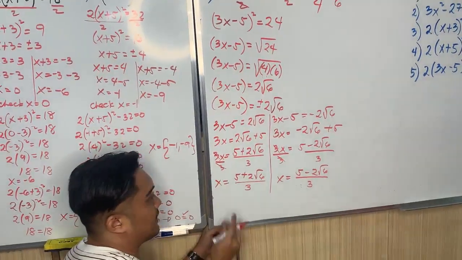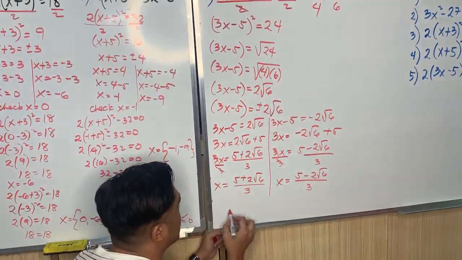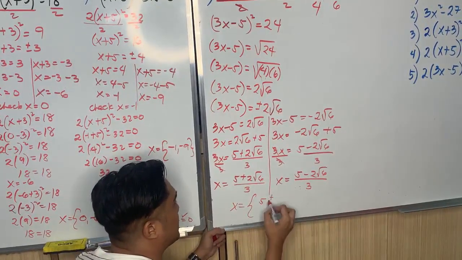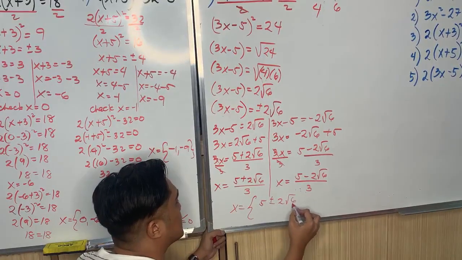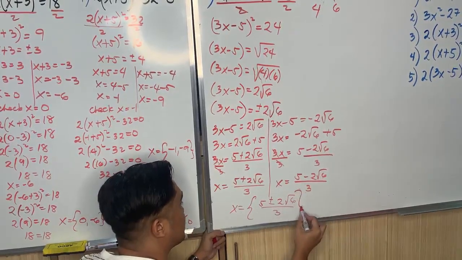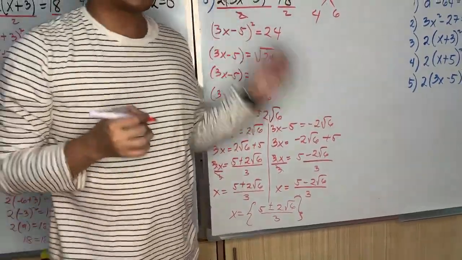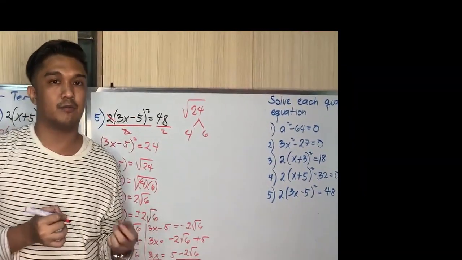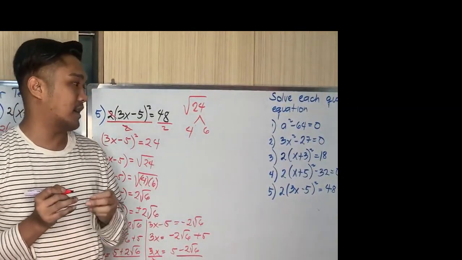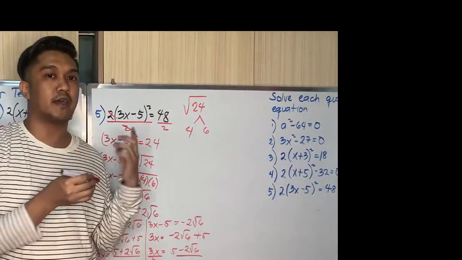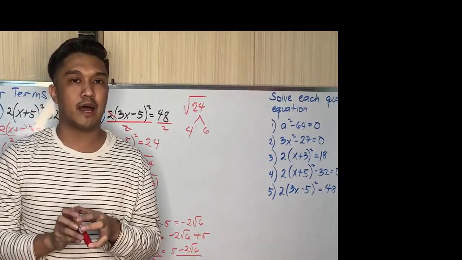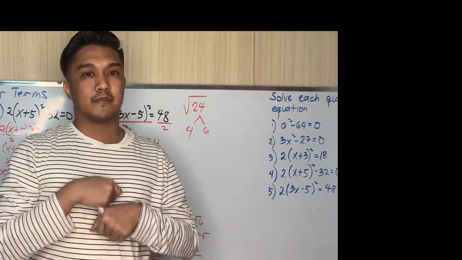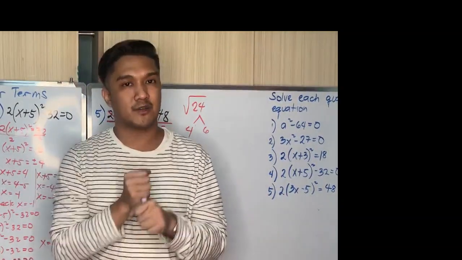Therefore, ang final answer, pwede natin pagsamahin yan. Pwede siyang maging x is equal to 5 plus minus 2 square root of 6 over 3. Okay, for example number 5, magkakaroon tayo ng iba pang lesson video para i-discuss itong klase ng equation na meron dito sa number 5. So I hope na nakuha ninyo kahit papano yung numbers 1 to 4. So good luck with your lesson.